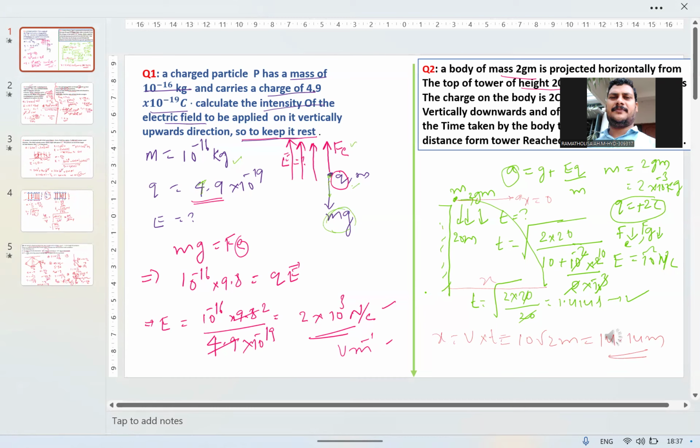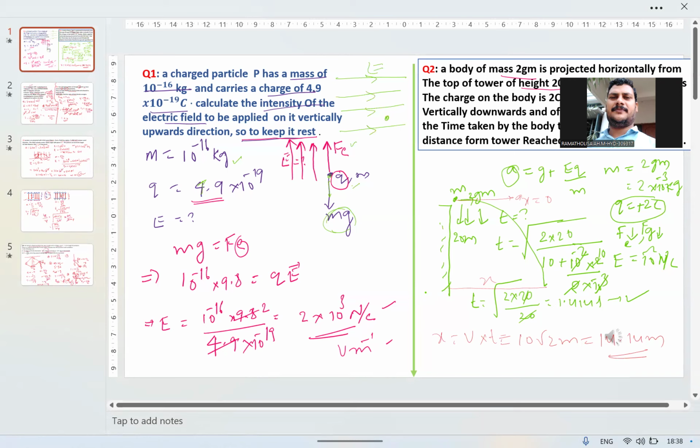They can ask the direction of the field needed to keep this particle at rest, so we can say it is vertical upwards. If it is an electron, to keep it in equilibrium or at rest, the electric field should be in the downward direction, then the force will be upward. On a proton, field and force are in the same direction, we know clearly. On an electron, field and force directions are opposite. This is the uniform field, consider it.